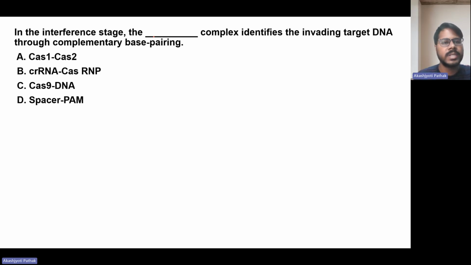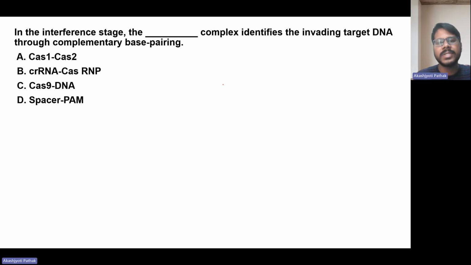Now in the interference stage, interference is the last stage, right? The dash complex identifies the invading target DNA through complementary base pairing. So the complementary base pairing will take place between what? It will take place between the CRISPR RNA Cas ribonucleoprotein complex.